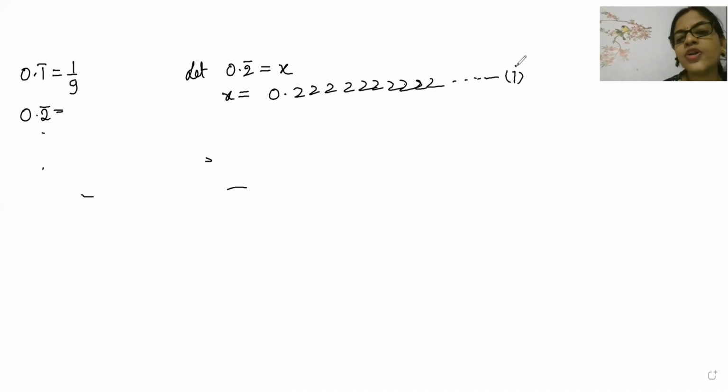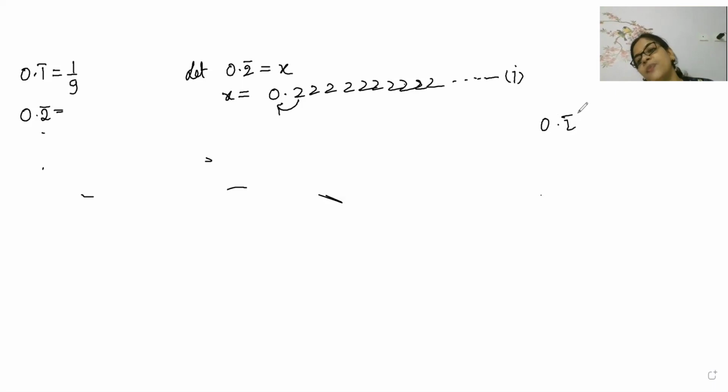Now what do you have to do? We have to shift the decimal to this side, so what are you going to multiply with? Ashwin is telling multiply with 10. Beta, if the bar is on one number, then multiply with 10. I repeat, here the bar is only on 2, so we multiply with 10 on both sides.